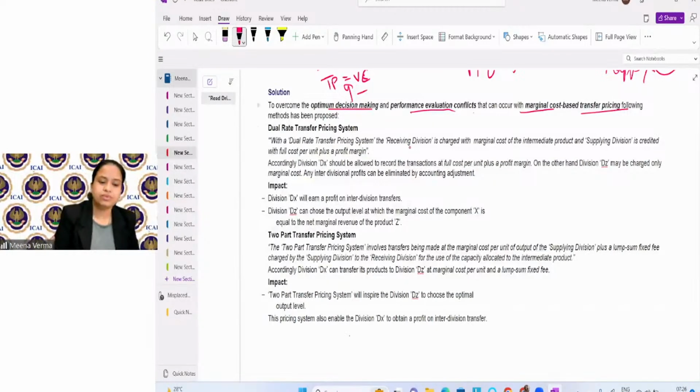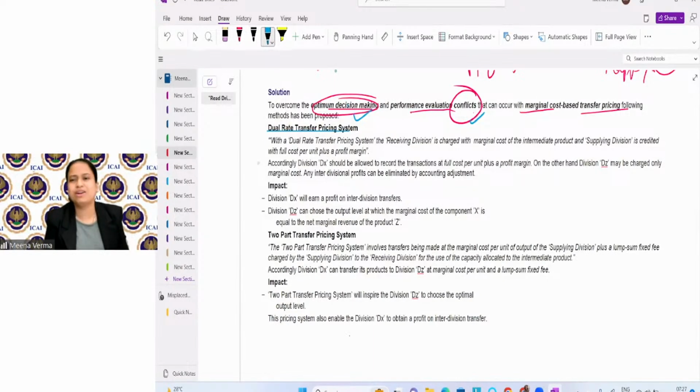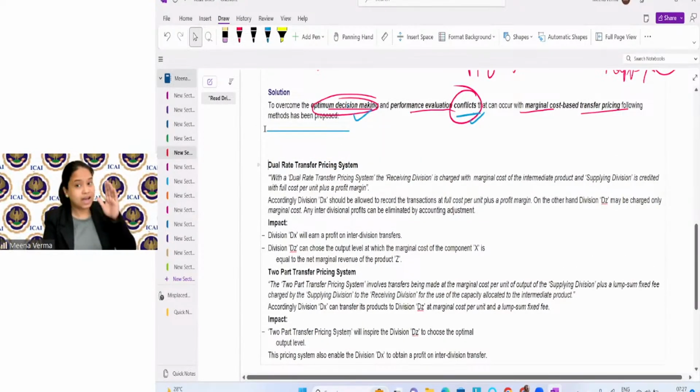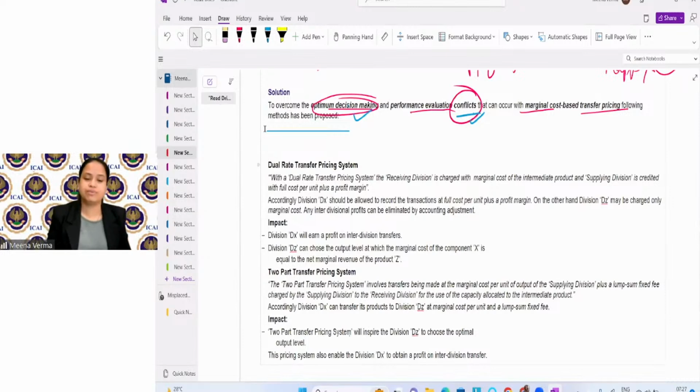ठीक है? तो अब देखो, to overcome this conflict, ठीक है, and optimum decision making, जिससे दोनों happy हो जाए, so that to make them happy, to avoid the conflict and to optimum decision making, they are adopting dual rate transfer pricing system. Keep it in mind, actually it is for avoiding the conflict. ठीक है? Optimum means to make them happy, right? You are taking such decision which will make both of them happy. Actually, for the company, it is not good. Okay? Because they will not encourage to perform better. It is just to avoid their conflict.